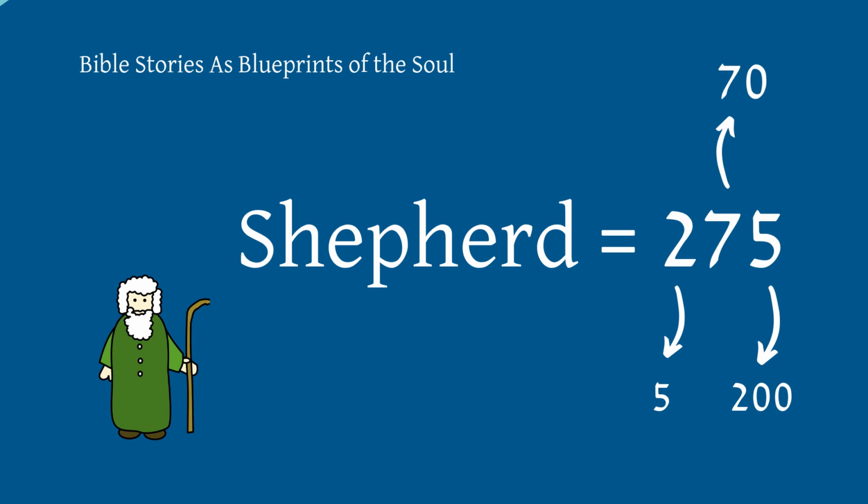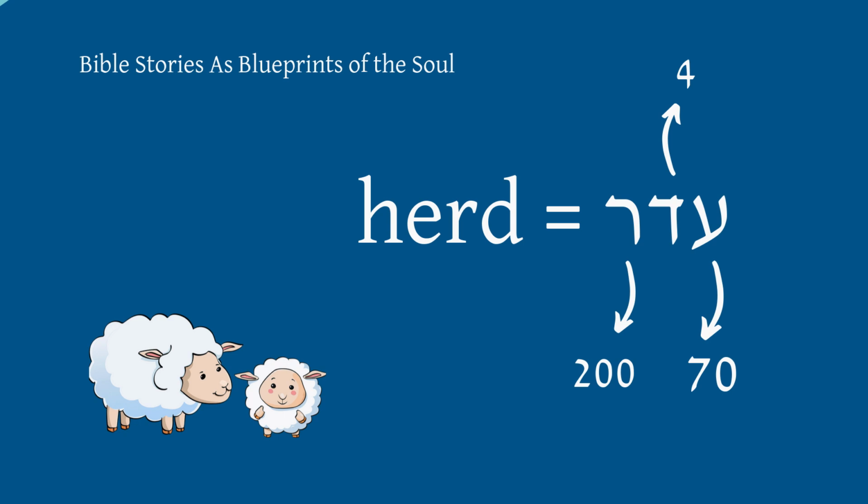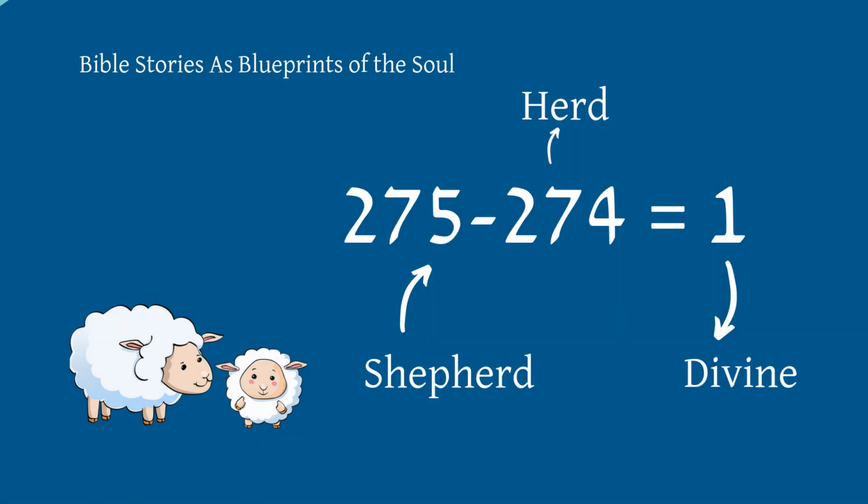The word for herd in Hebrew is Eder. The word Eder is written in 3 letters: Ayin, Daled, Resh. Ayin is 70, Daled is 4, and Resh is 200. So together the volume of the word Eder, herd, is 274. Now, let's look at the difference between the word Ro'eh, shepherd, which is 275, and Eder, herd, which is 274. So the distance between shepherd and herd is 1.